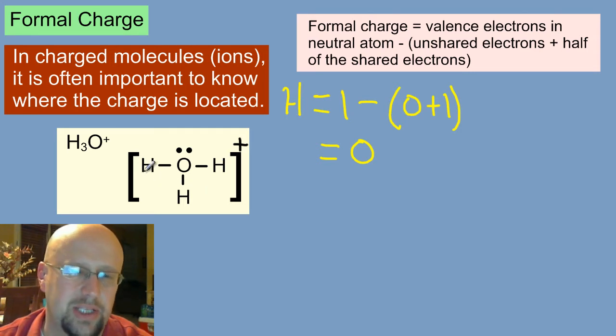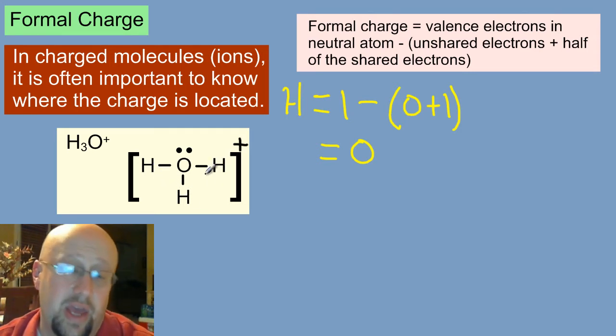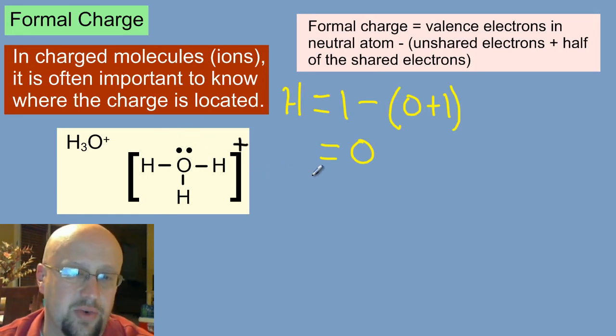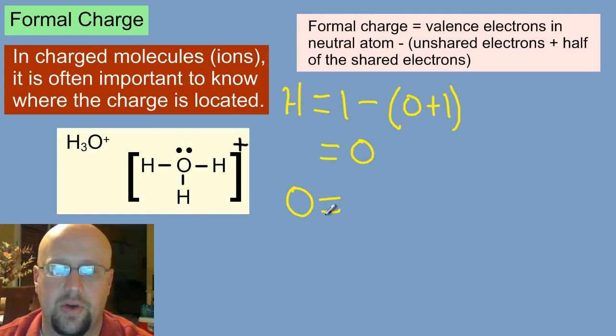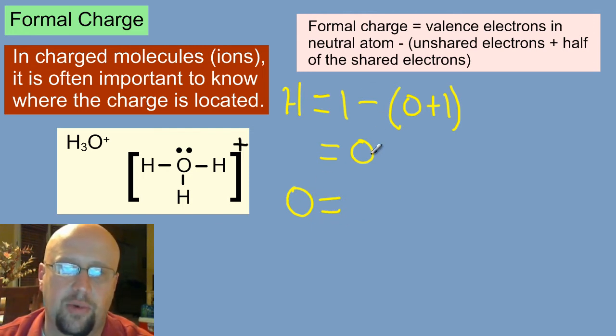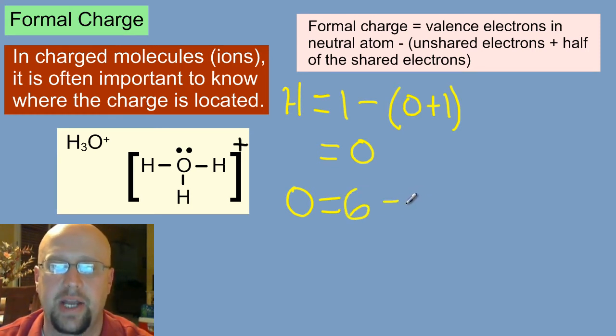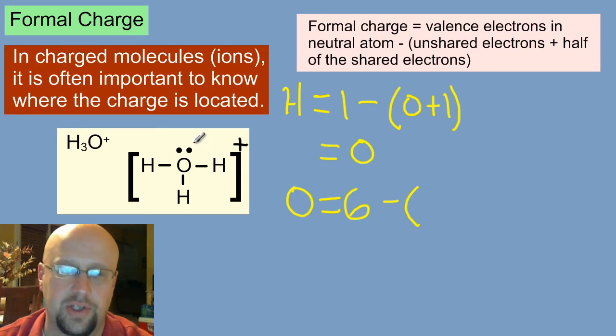What that tells us immediately is that the charge isn't on any one of the hydrogens. Even without doing more calculations, we could tell it's on the oxygen, but let's go ahead and calculate the oxygen. The oxygen's formal charge is equal to the number of valence electrons that it normally has, which would be 6, minus its unshared electrons. And how many of those are there?